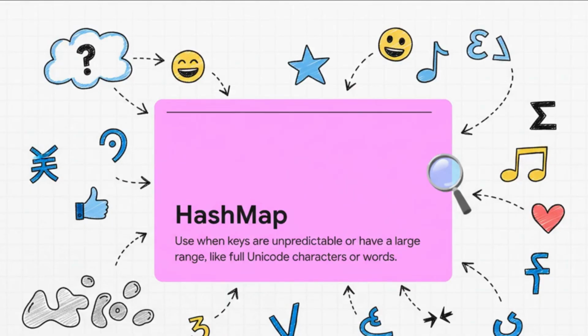But what happens when the world is messy, right? What if you don't know what's coming? You might need to count characters from different languages, maybe even emojis. Or hey, maybe you're not even counting characters at all. Maybe you're counting entire words. Well, that's when the HashMap just steps up and shines. It's built for the unpredictable. It gives you the power to count literally anything you can think of.